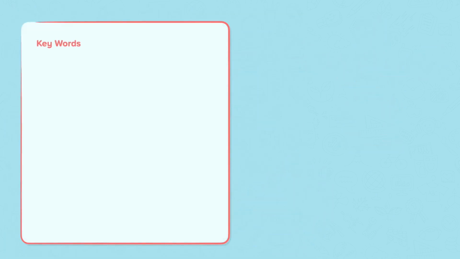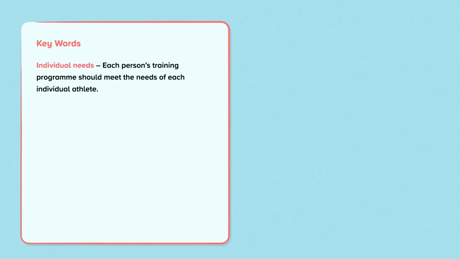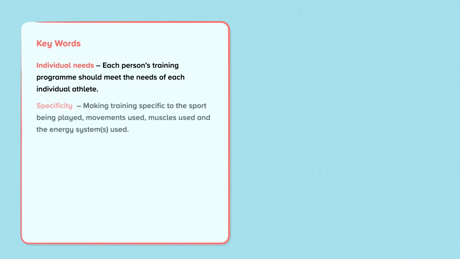Our keywords: individual needs. Each person's training program should meet the needs of each individual athlete. Specificity. Making training specific to the sport being played, movements used, muscles used, and the energy systems used.